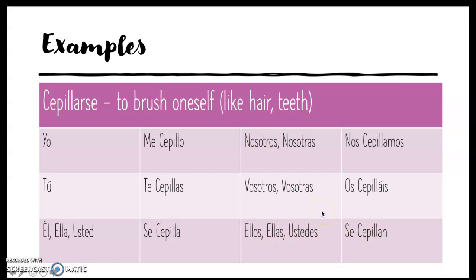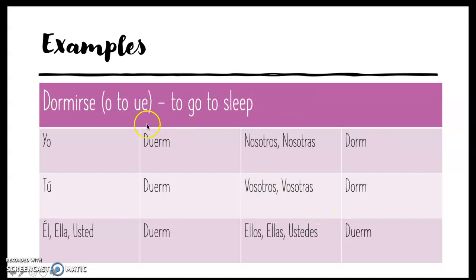Let's look at some more examples. Dormirse. So it's an IR verb. It's reflexive. We see the se on the end. And it also tells us it's a stem changing verb. O changing to UE. This is to go to sleep. So we have our stem here. Duerm. O went away. It changed to UE. Duerm, duerm, duerm. Nosotros and vosotros do not change stem. Dorm, dorm. And back to changing the stem, duerm.